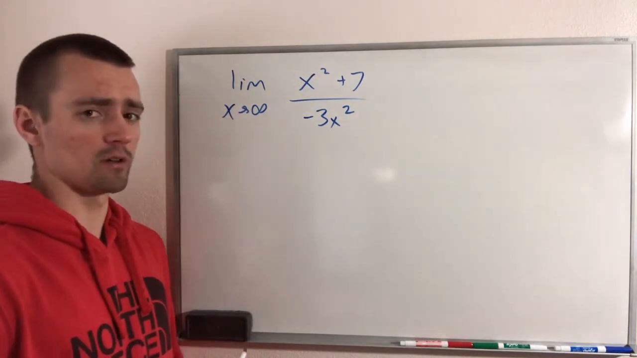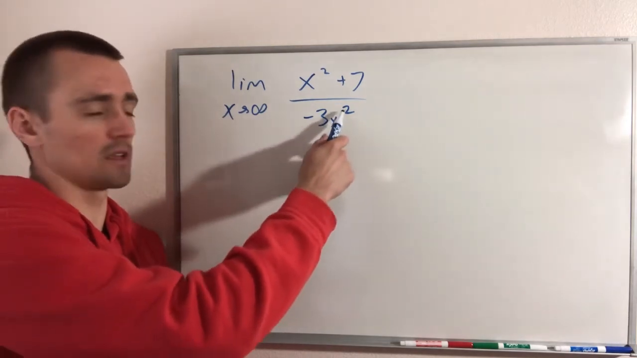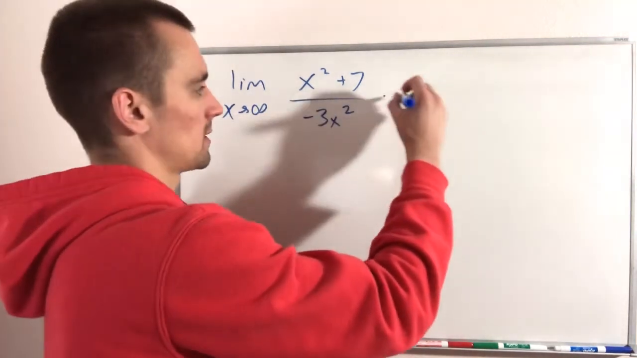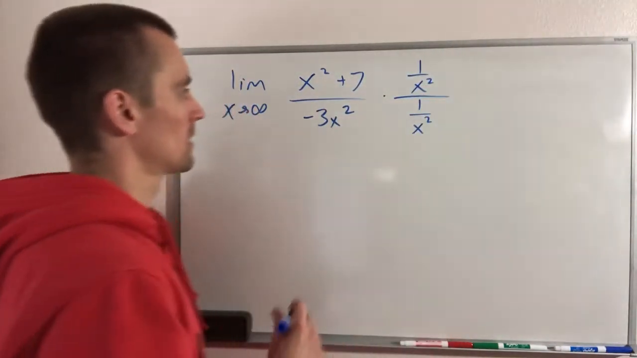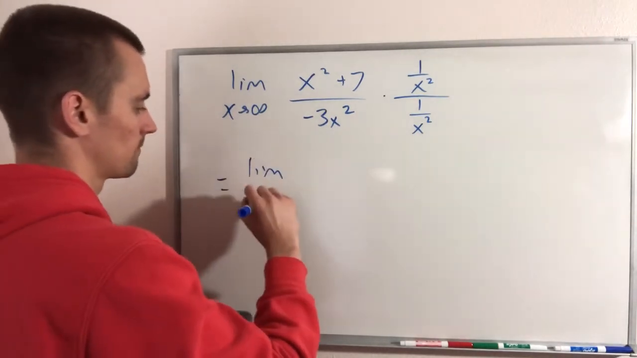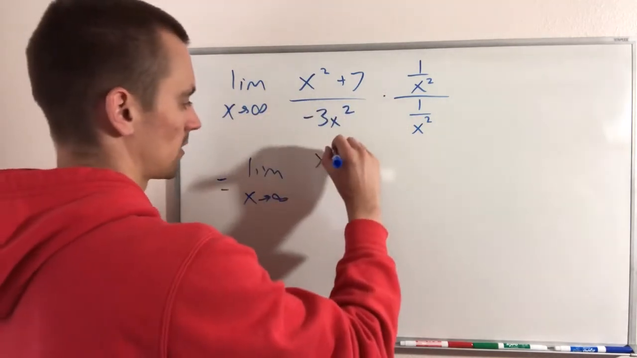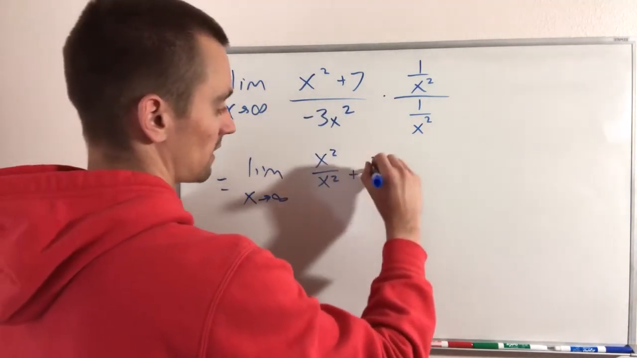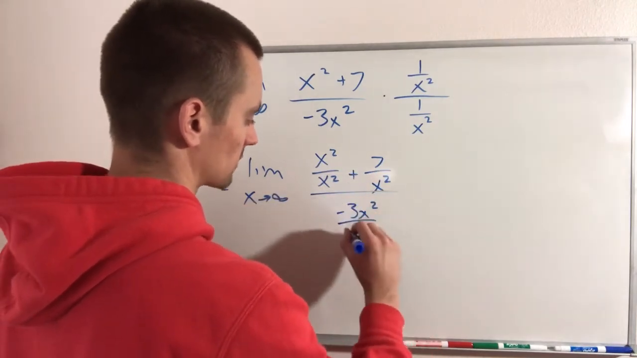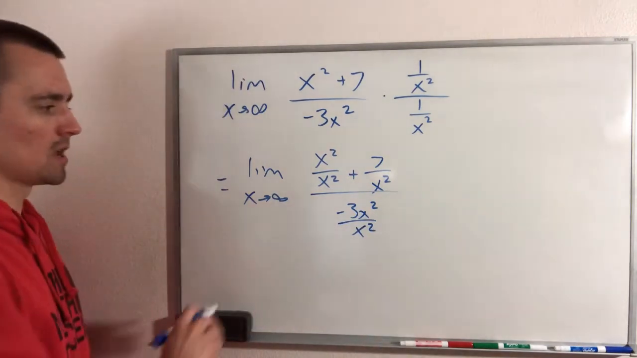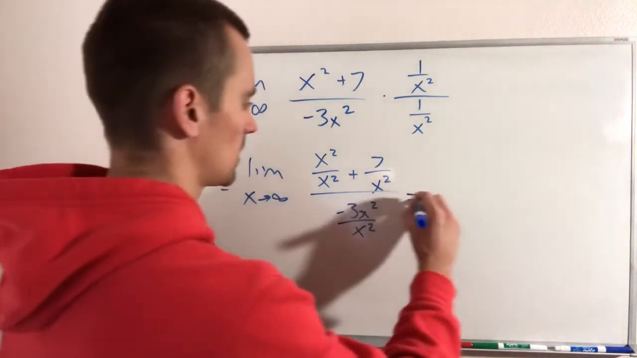The next thing we want to think about is dividing every single term by the highest power of x in the denominator. So we could think about multiplying this by 1 over x squared over 1 over x squared. And what that's going to give us is each of these terms being divided by x squared. So x squared over x squared plus 7 over x squared all over negative 3x squared over x squared. Okay? And then if we apply the limit properties, or I'm sorry, first we want to simplify.